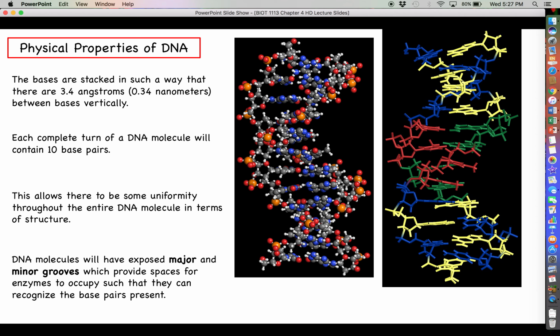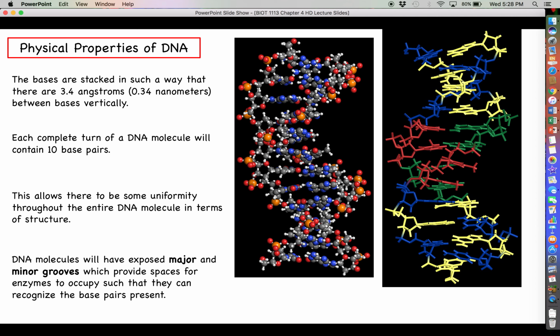Something that your book does not mention, at least as far as I've gotten in it, is the presence of what are called major and minor grooves in the DNA. You can look at this picture and tell what I'm talking about. You can hopefully see my mouse here. You see how I'm pointing to this slanted gap right here. That is called the major groove of the DNA. And then if we come down here, this gap is not nearly as wide. That is called the minor groove.